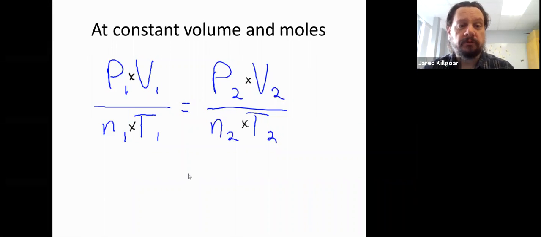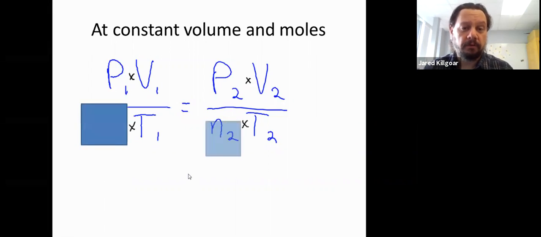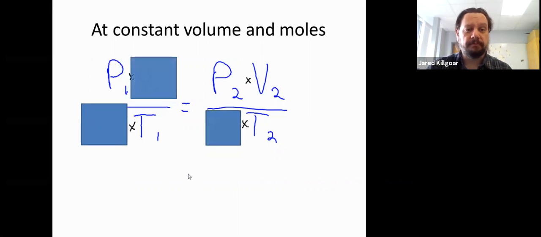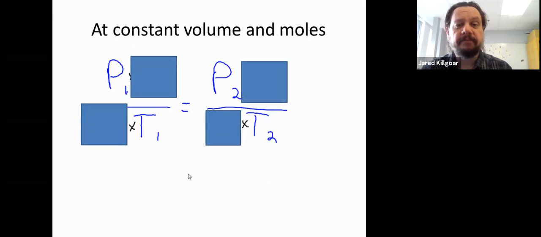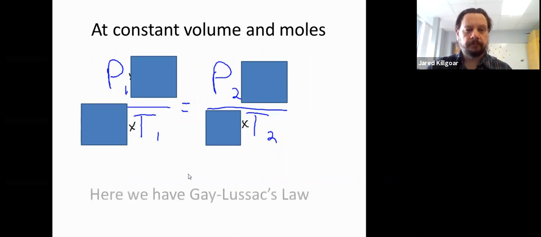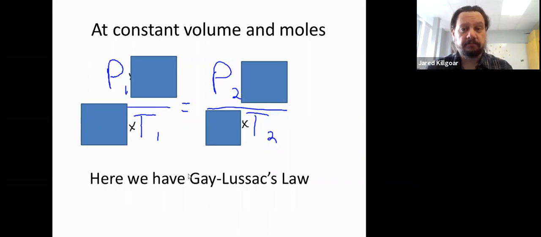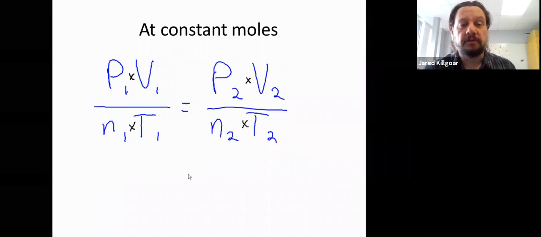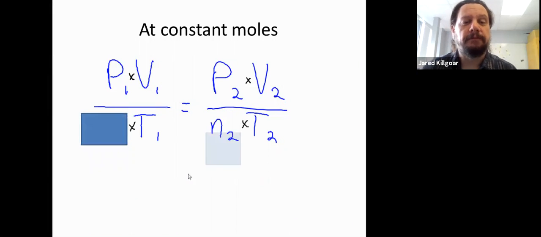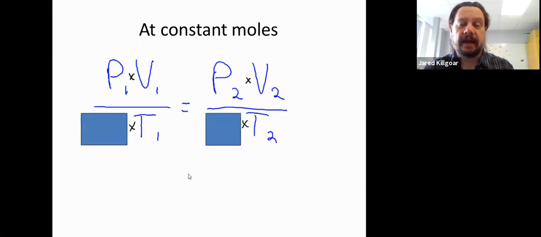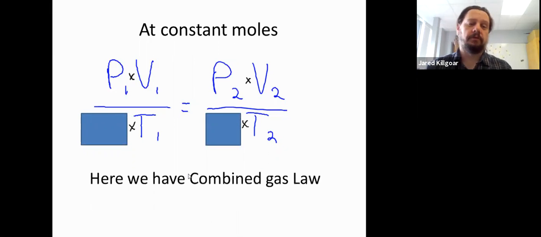Constant volume and moles, I cross out moles, N, and I've crossed out my volume, V. And I have left P1 over T1 equals P2 over T2. And this is Gay-Lussac's law. And at constant moles only, you guys will find the normal form of the combined gas law. So this is the normal thing you see in the combined gas law.